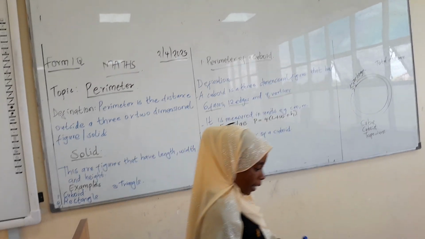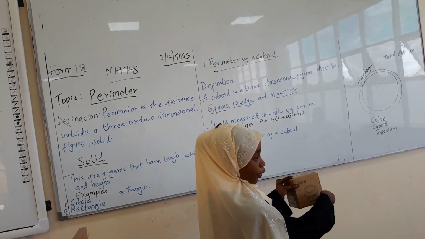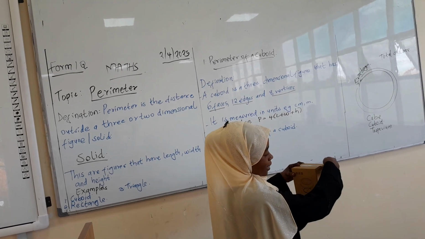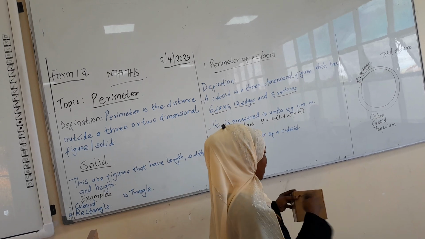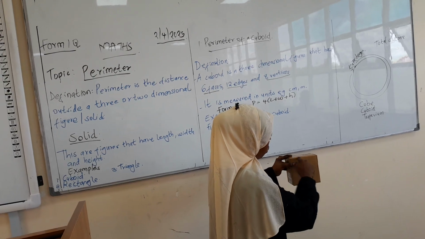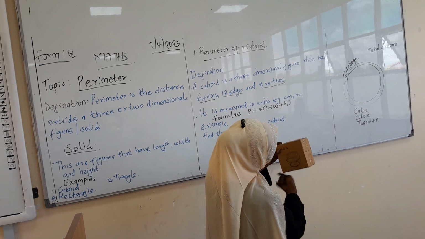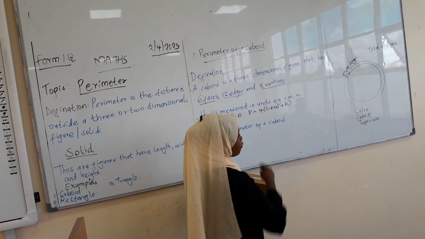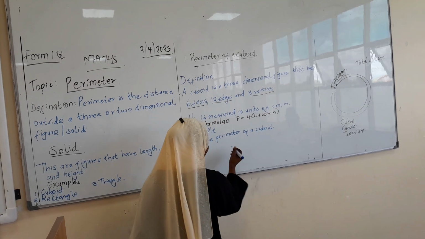is 4 into length plus width plus height. So from this cuboid, this is our length, the width, you can also see 1, 2, 3, 4. And also 1, 2, 3, 4 heights. That's why our formula is 4 into length plus width plus height. Okay. So, find the perimeter of this cuboid.